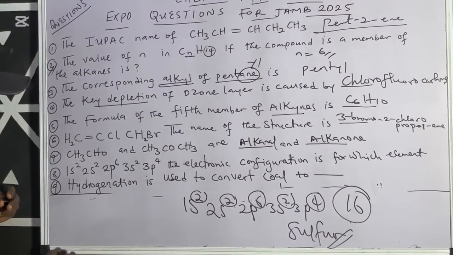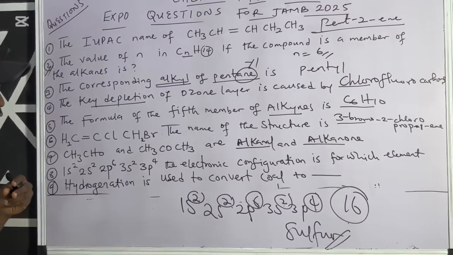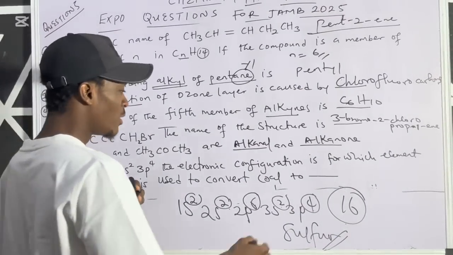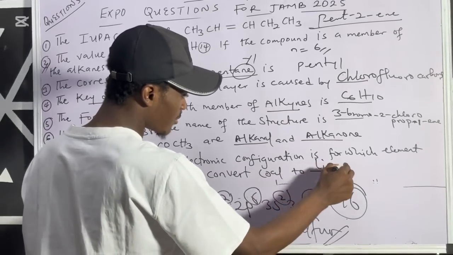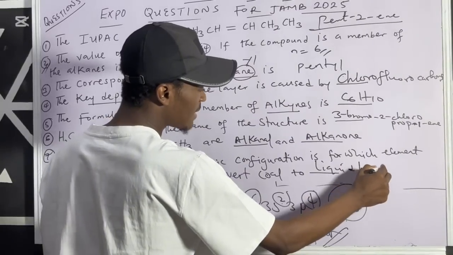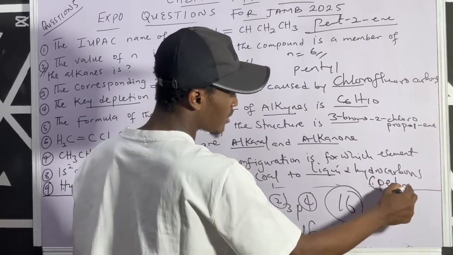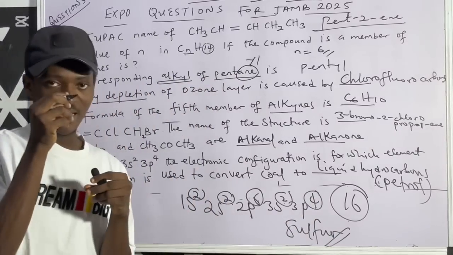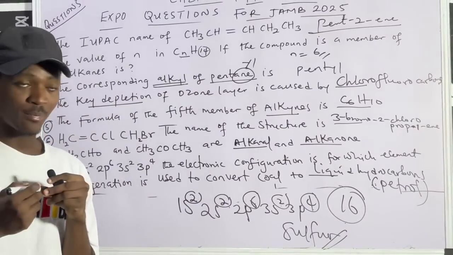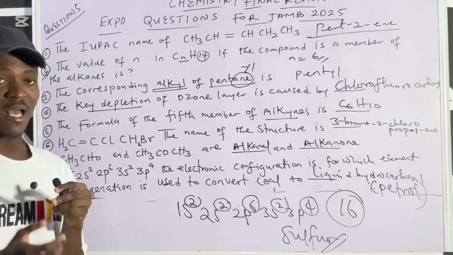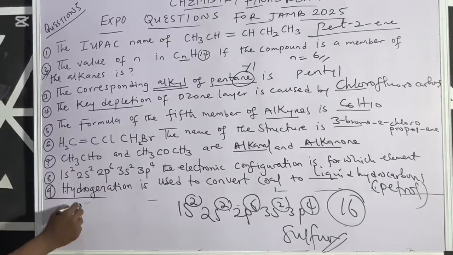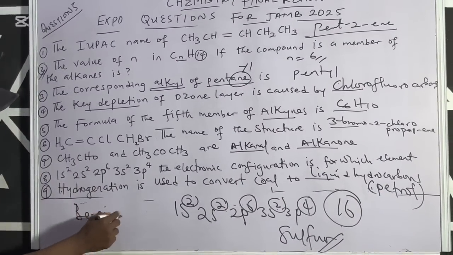Then next, hydrogenation is used to convert coal to liquid hydrocarbons. But if you don't see this in the options, you can go with petrol, because petrol is an example of gasoline. That's another name for petrol. It's an example of liquid hydrocarbons. That process is called the Bergius process.